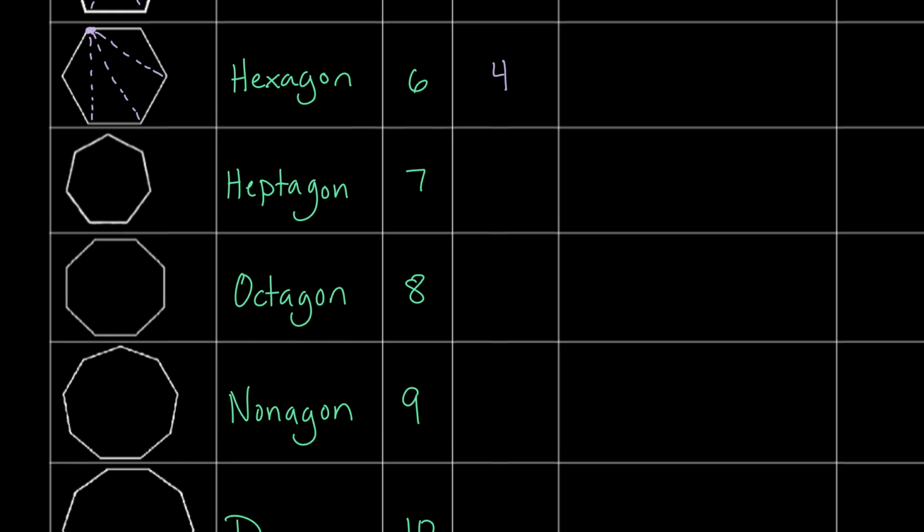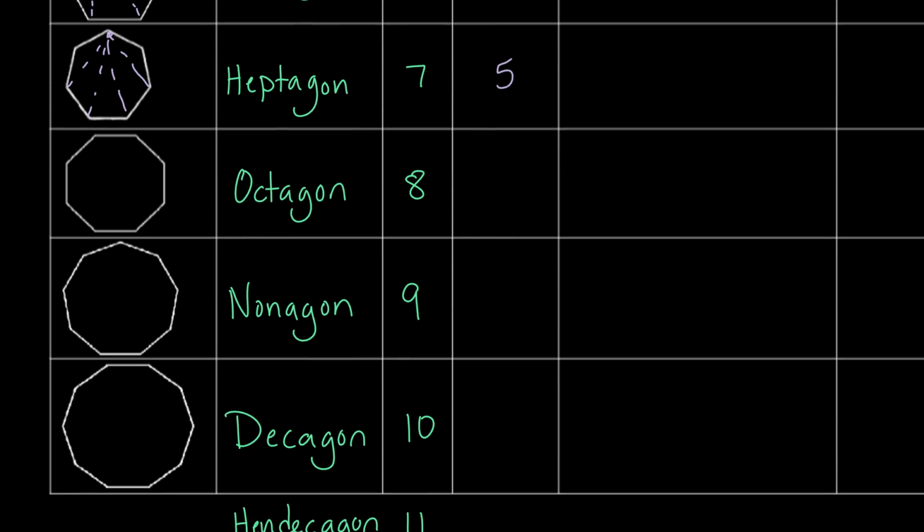How many triangles did you find inside of a heptagon? In a heptagon, a 7-sided shape. 5. Good. So we draw in our diagonals, and 5 triangles are created. Then octagon, how many did you find inside of an octagon? 6. Good. What about a nonagon? 7. And what'd you get for decagon? 8. Wonderful.